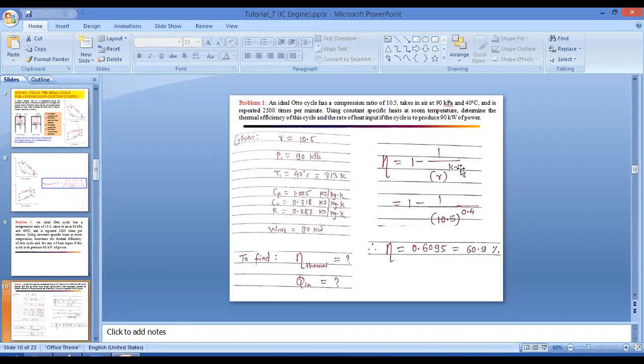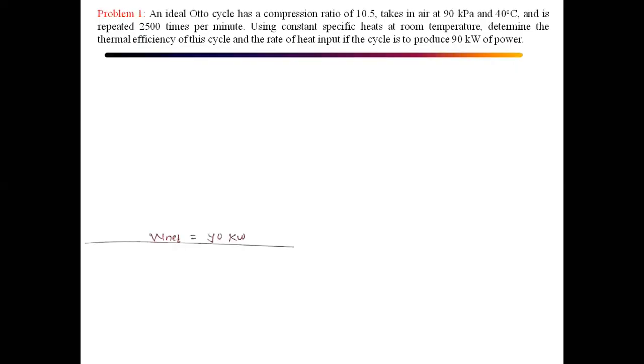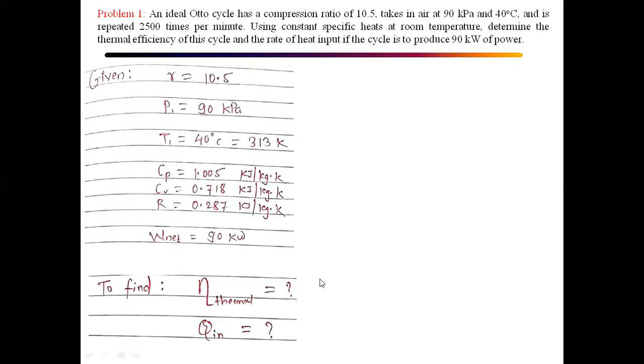We need to calculate the thermal efficiency and the rate of heat input. One more thing is given, that it is producing a power of 90 kilowatt. So first of all, let us identify the cycle. It is Otto cycle.